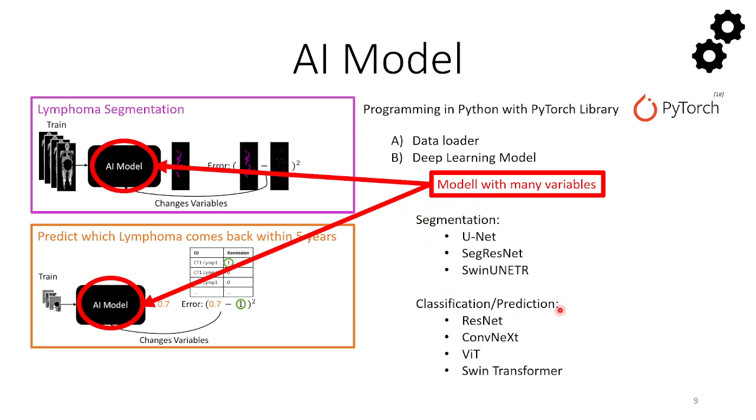I listed here a few models which are at the moment state of the art for segmentation and for classification or prediction. Some of them are based on convolutional neural networks, some are based on vision transformers, and most of them were developed by Google, Meta, or NVIDIA. Just to give a rough number, they have between 10 and 800 million variables.